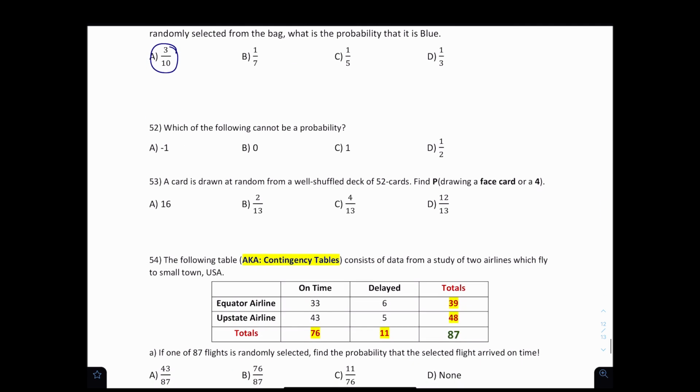Very good. Moving on. Which one of the following cannot be a probability? I'm sure you could pick that up pretty fast. You can never have a negative number for probability, or a number greater than 1 for that matter.